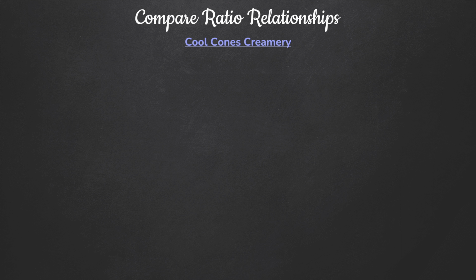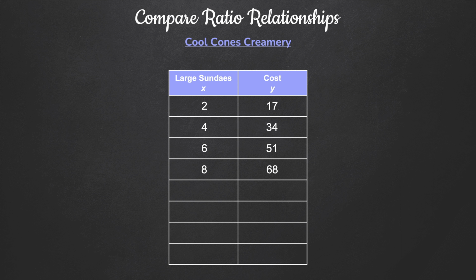So here we have Cool Cones Creamery, and we already had a table, but let's just go ahead and add a little bit more to it. So we know that here, 2 large sundaes is $17, and they already started the equivalent ratios here. So we're increasing by 2 large sundaes each time we increase by $17. So we're going to go ahead and continue that. Because every time we get 2 more large sundaes, it's going to cost $17 more.